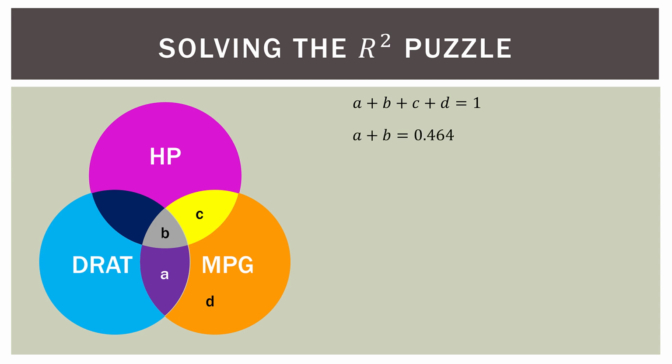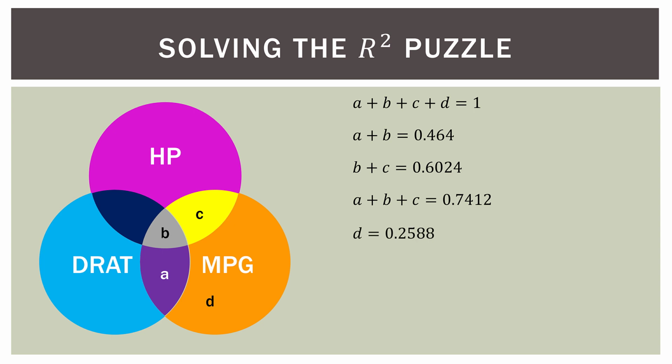We know that A plus B equals 0.464. That is the R squared for DRAT. We know that B plus C equals 0.6024. That is the R squared for horsepower. That's the B and C areas there. We also know that A plus B plus C is 0.7412. That was the R squared for the combined regression for horsepower and DRAT.